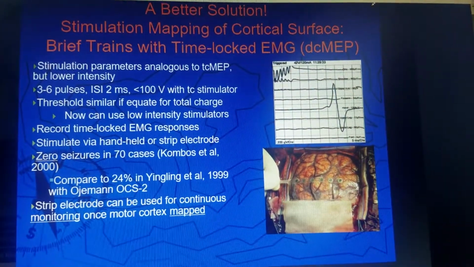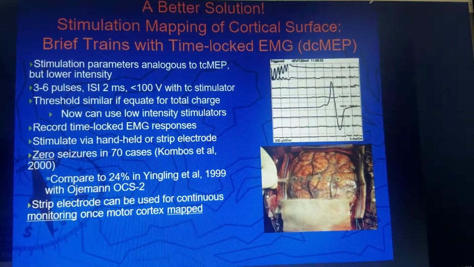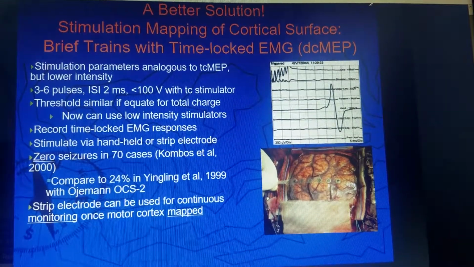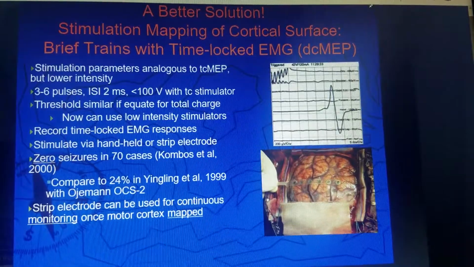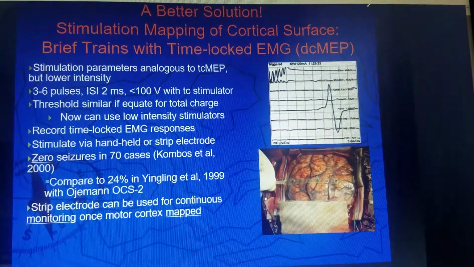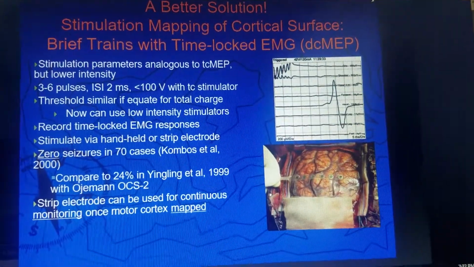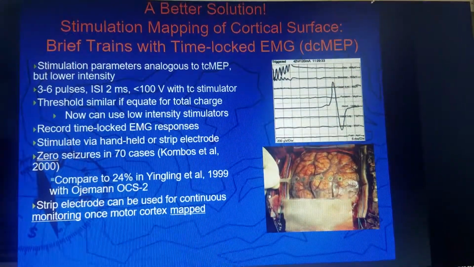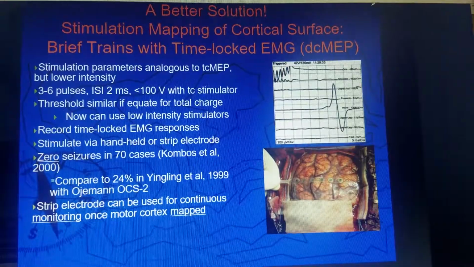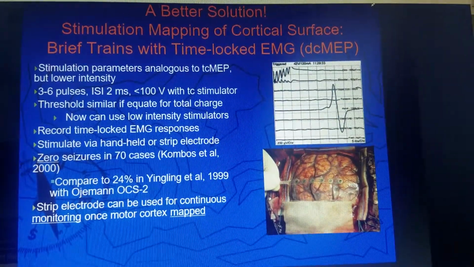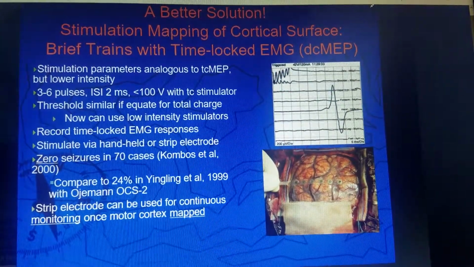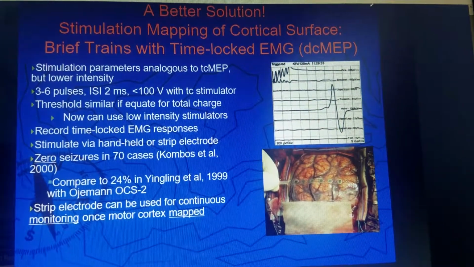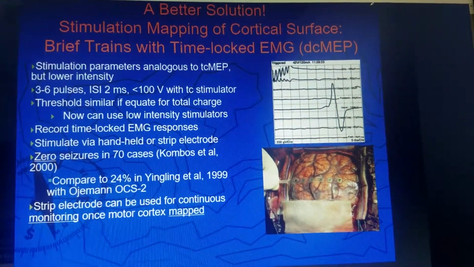So here's the better solution: evoked potentials, where we use a brief pulse train of high-frequency pulses, just like we do with transcranial motor evoked potentials, but obviously at a lower intensity since we're stimulating directly on the cortical surface. We originally did this with the transcranial stimulator, which was a little scary since it could go up to 1,000 volts. We had to keep it below 100 volts.